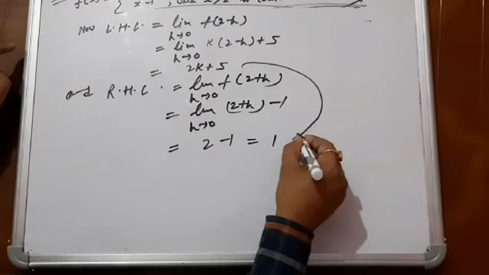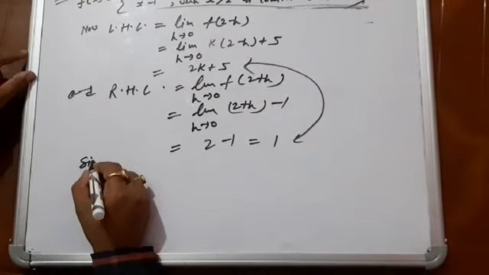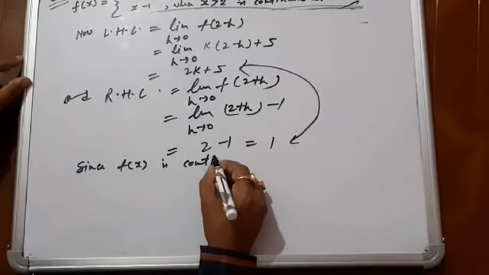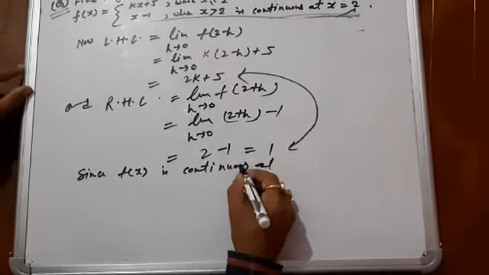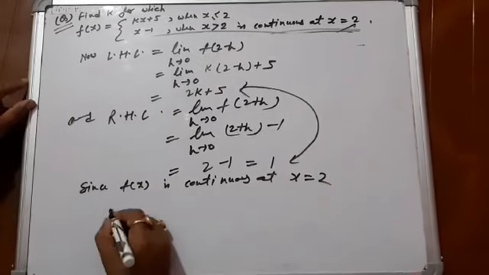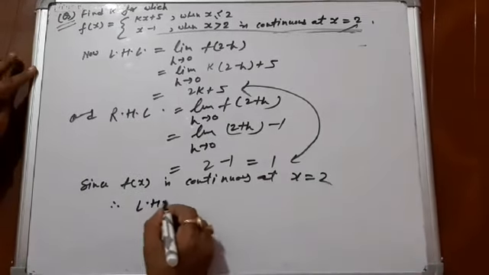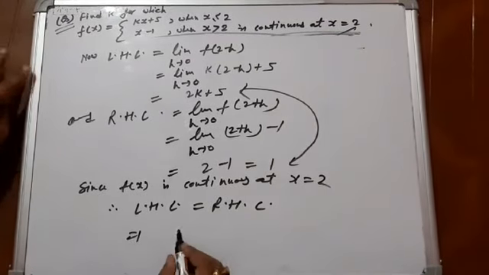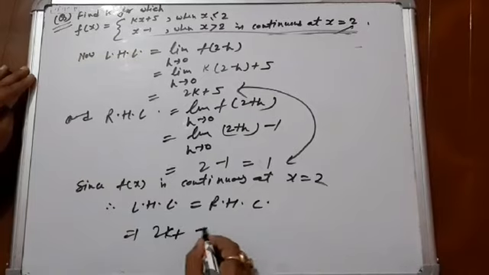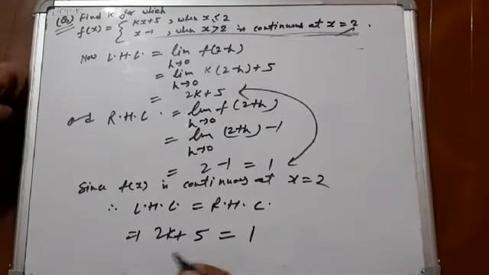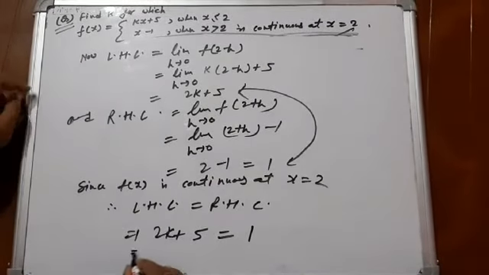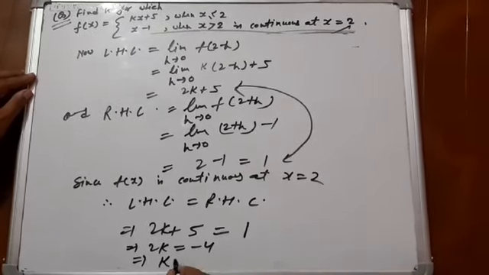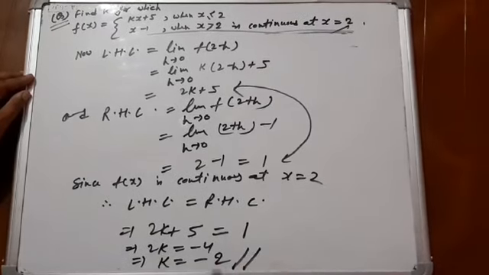Now since f(x) is continuous at x equal to 2, very easily you can say that here LHL equal to RHL. This implies 2k plus 5 gives you 1. Find out the value of k. Then 2k is equal to minus 4. This implies the value of k is minus 2.